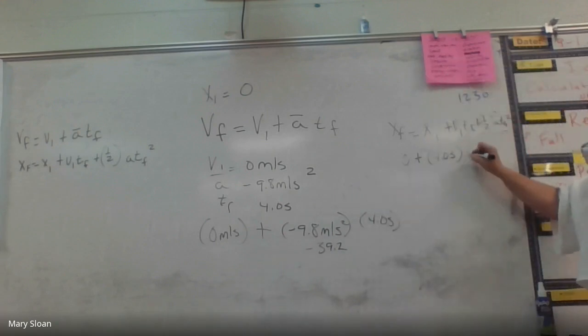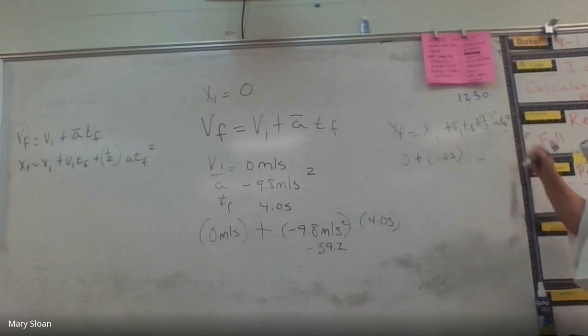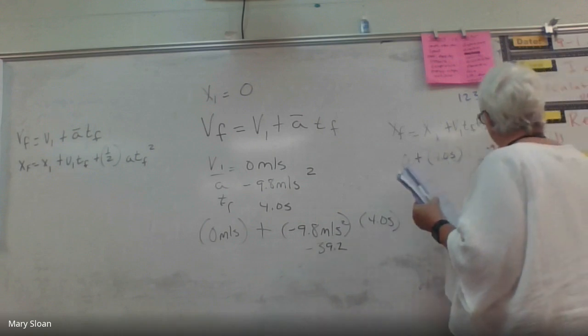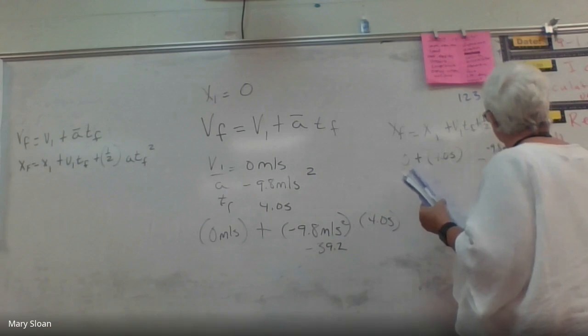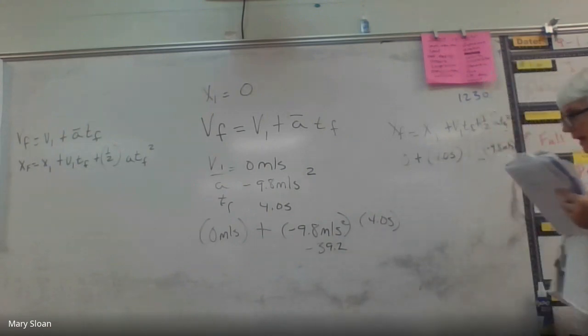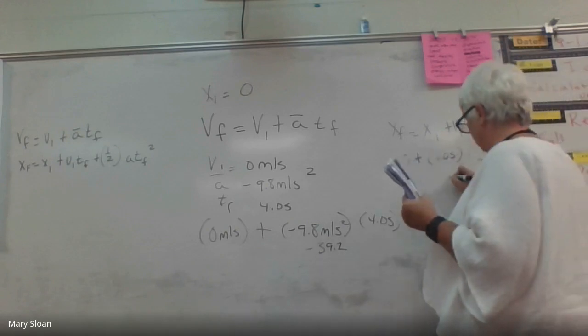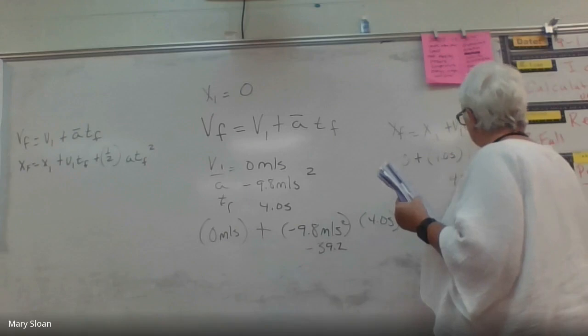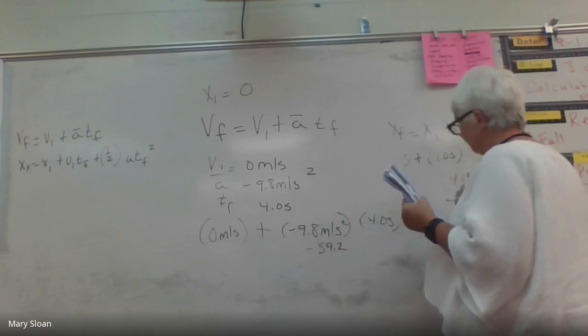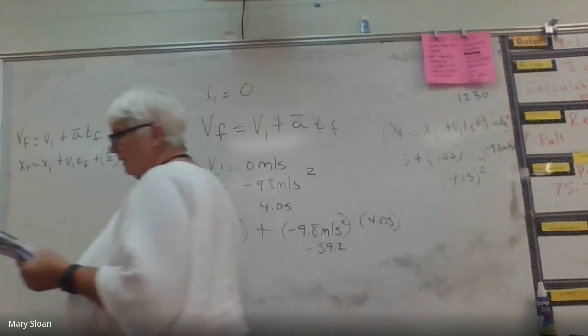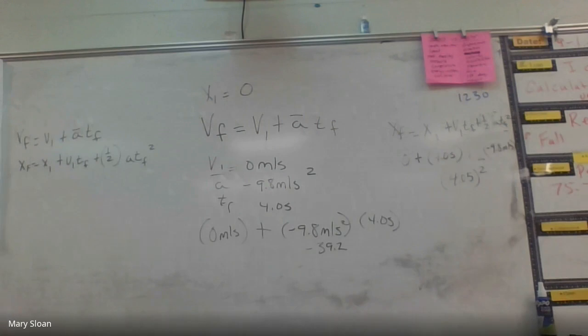plus 1/2 of acceleration, negative 9.8 meters per second squared, times time final squared. What's my time final? 4, or it'd be 16 because 4 squared is 16. Okay? Plug that into your calculator and tell me what you get.